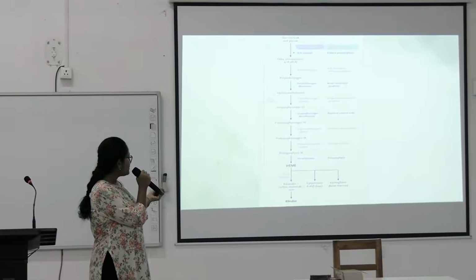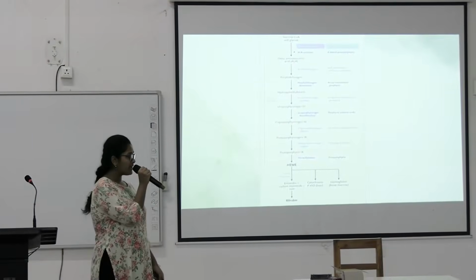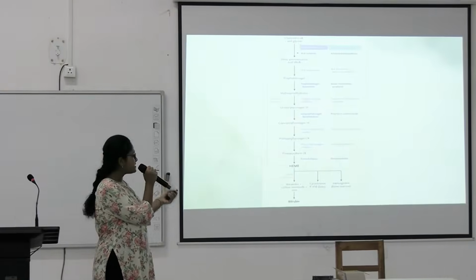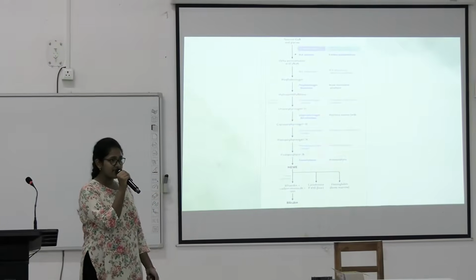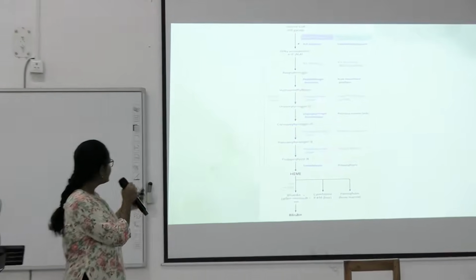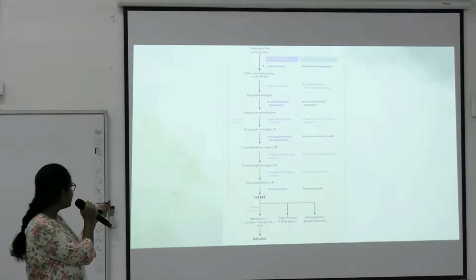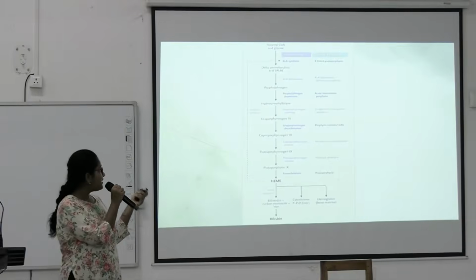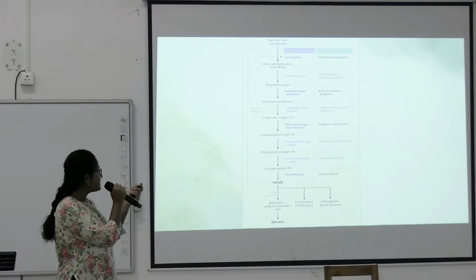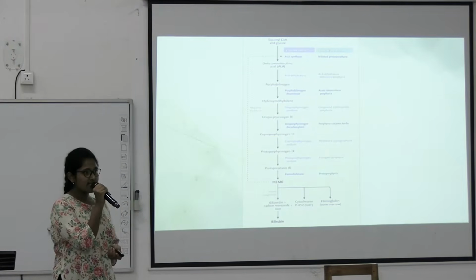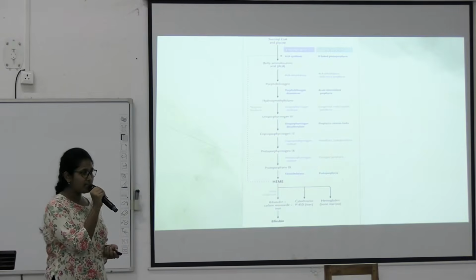Now here is a diagram showing the heme synthesis pathway and the related porphyrias due to the deficiency in the various enzymes. Succinyl-CoA and glycine form aminolevulinic acid, or ALA, catalyzed by ALA synthase, whose deficiency causes X-linked sideroblastic anemia.